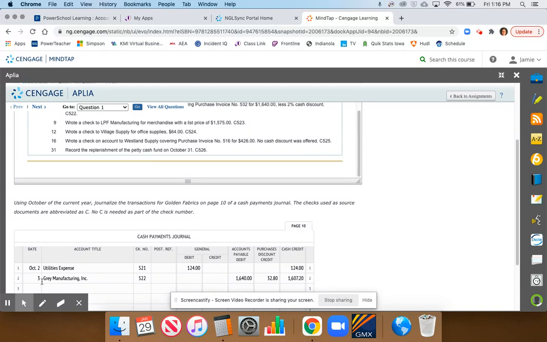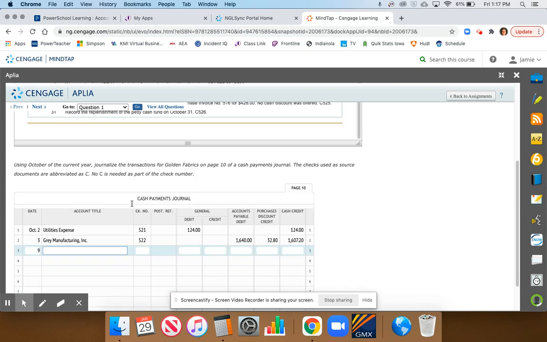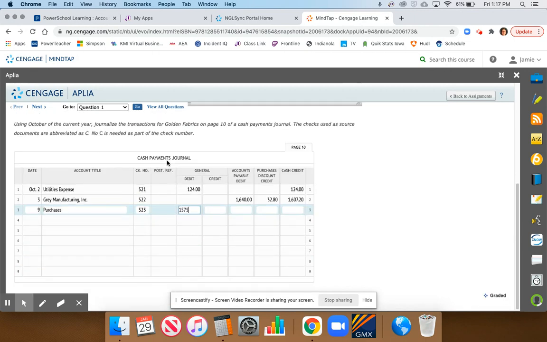On the 9th, we wrote a check to LPF Manufacturing for merchandise with a list price of $1,575. Notice it says nothing about on account or anything to do with the purchase invoice number. So instead, we just call that purchases. So purchases, check 523, debit our expenses like we always have, $1,575, and then credit cash. We will always have a number in this column when we are using the cash payments journal.